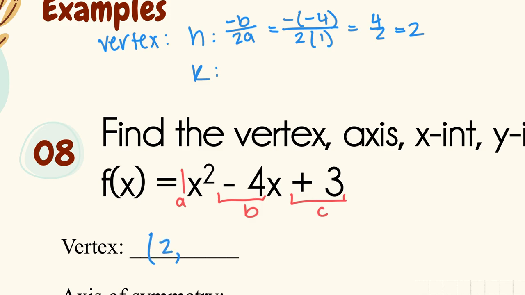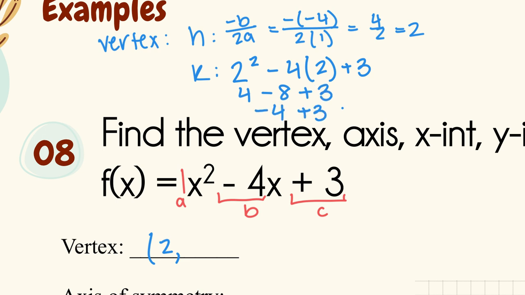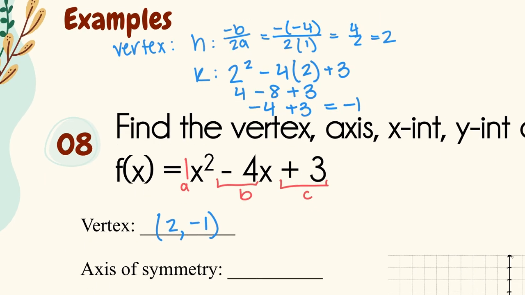And then my y for my vertex, I'm going to take that 2 and plug it into my x values. So I'm going to have 2 squared minus 4 times 2 plus 3. 2 squared is going to give me 4 minus 8 plus 3. I'm going to end up with negative 4 plus 3, which is going to give me a negative 1. Close my parentheses. Keep in mind it has to be written as an ordered pair, parentheses on both ends.